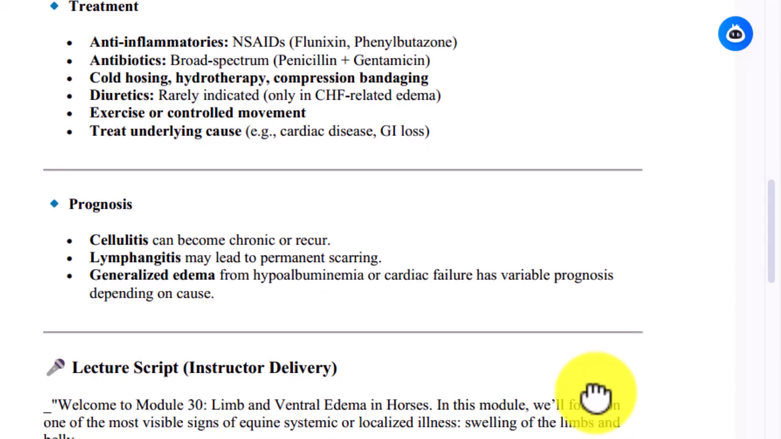Prognosis: cellulitis can become chronic or recur; lymphangitis may lead to permanent scarring; generalized edema from hypoalbuminemia or cardiac failure has variable prognosis depending on the cause.